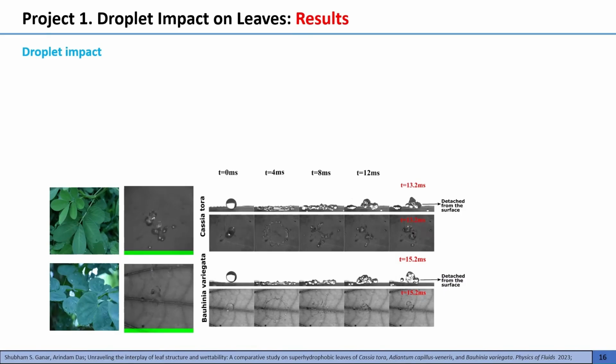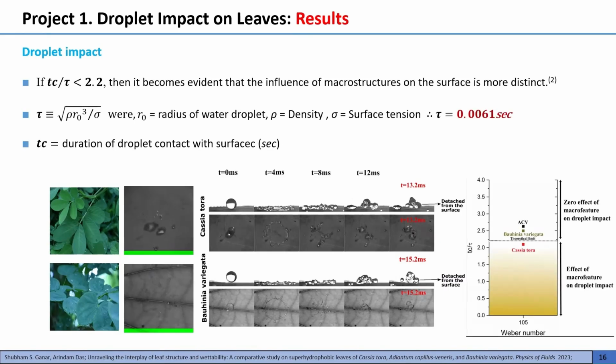This was confirmed by the optical images and the theoretical explanation provided by the Varanasi group, with the ratio of Tc, that is the duration of contact time, to tau, which is a property of the system. For our case, tau is equal to 0.0061 second, and Tc is the duration of contact of the water with the surfaces. When we plotted it, it shows that the Cassiodora has the effect of micro features on the droplet impact, and ACV and BV, Bauhinia variegata, do not have the micro features effect on the droplet impact.